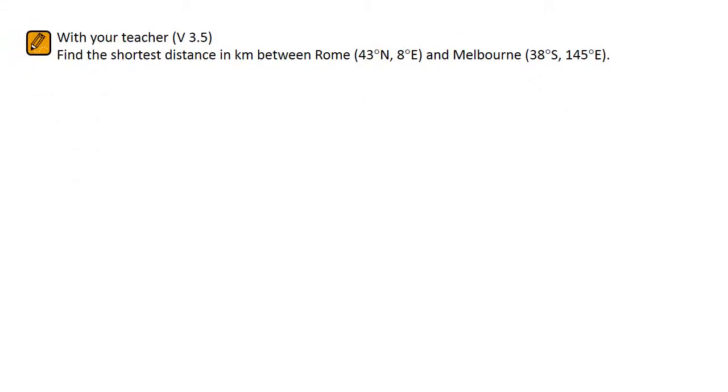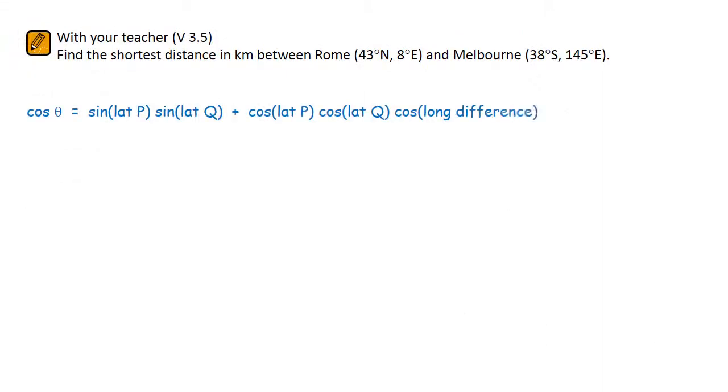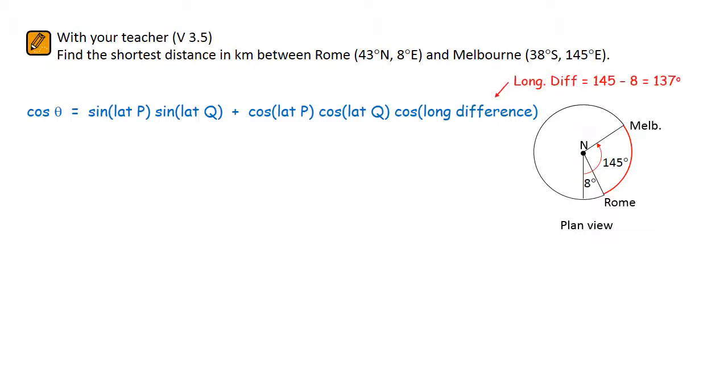The first is the distance between Rome and Melbourne. Here's the formula. We have the latitudes, but we need to find out the longitude difference, which can be found using a plan view. Rome is 8 degrees east of the prime meridian, and Melbourne is 145 degrees east of the prime meridian. This is the angle that we need, and it can be found by subtracting the two longitudes. The longitude difference is 137 degrees.